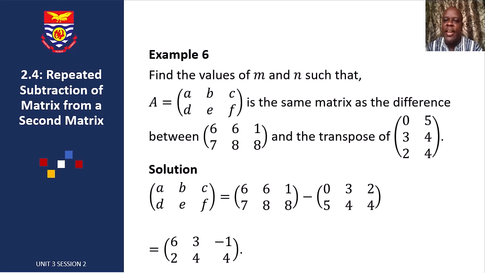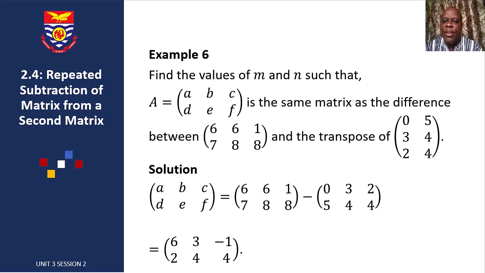Let's consider example 6, which says, find the values of m and n such that the matrix A, which is a, b, c in row 1, d, e, f in row 2, is the same matrix as the difference between 6, 6, 1 in row 1, 7, 8, 8 in row 2, and the transpose of 0, 5 in row 1, 3, 4 in row 2, 2, 4 in row 3. So we look at the solution.